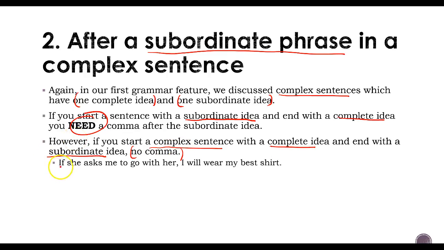Here, this sentence starts with a subordinate idea. If she asked me to go with her. See, that can't stand on its own. It's a subordinate idea, comma, I will wear my best shirt. That is a complete idea. I will wear. So here, it starts with a subordinate idea, ends with a complete idea. We need the comma.